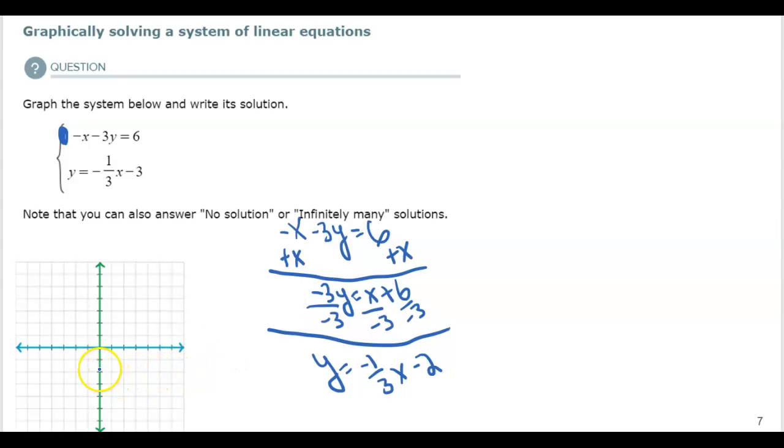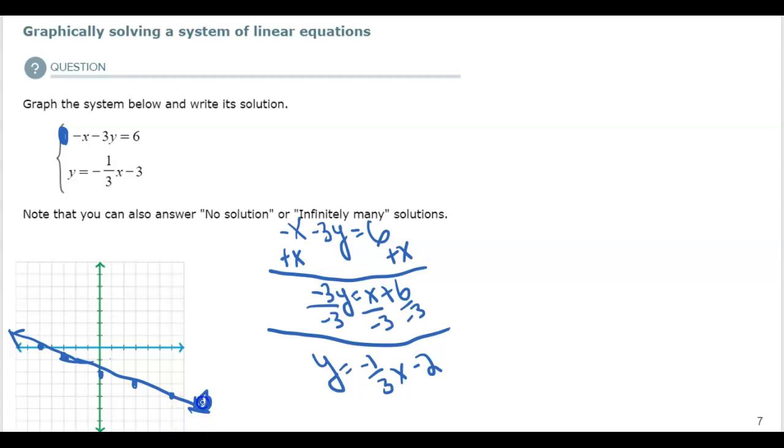I start at -2, I rise 1, and then I have a negative slope, so I go over 3. Or you can think of it as fall 1, run 3, fall 1, run 3. Okay, my line is going to be imperfectly connected, but this is what it would look like.